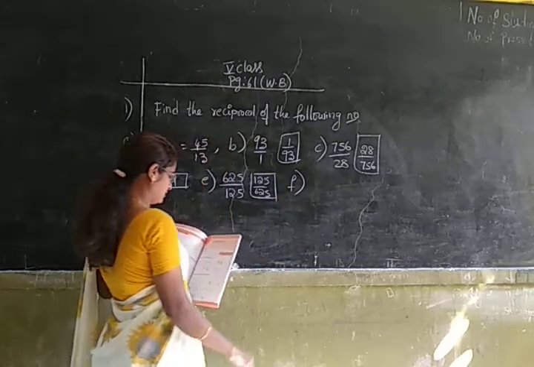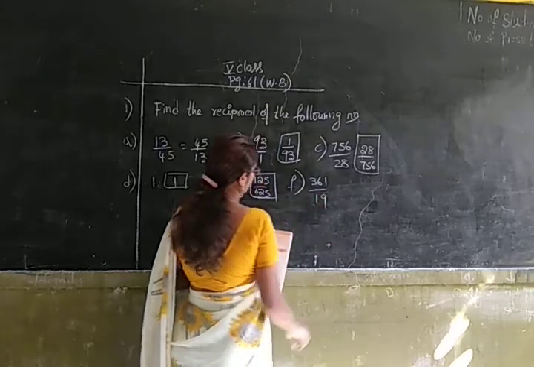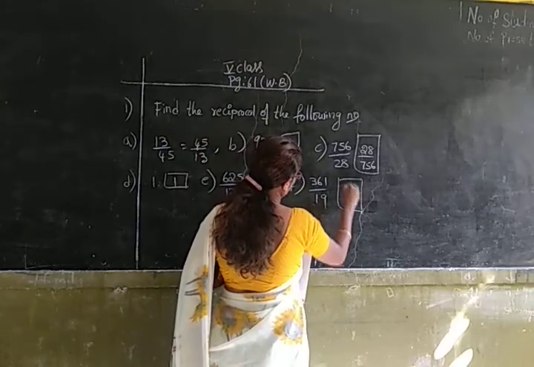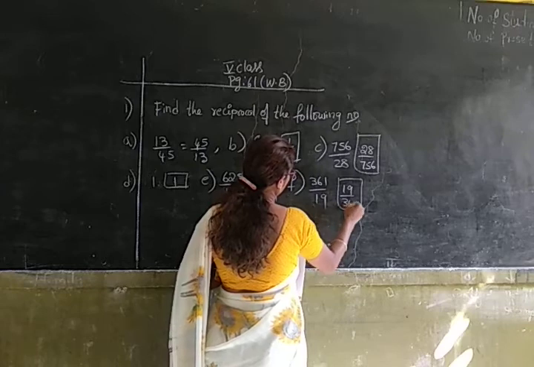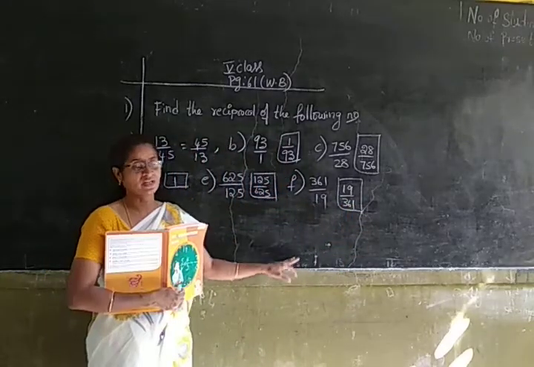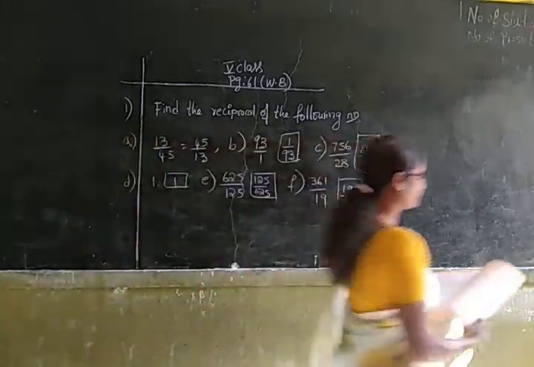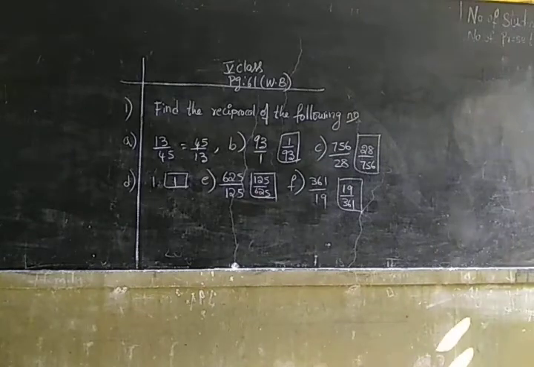Let us do the F sum. Let us write down the reciprocal of 361 by 19. It is 19 by 361. Reciprocal of 361 by 19 is 19 by 361. Okay children. Now let us do the second sum.